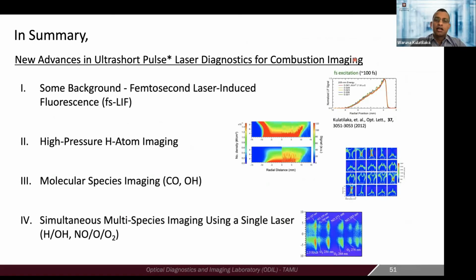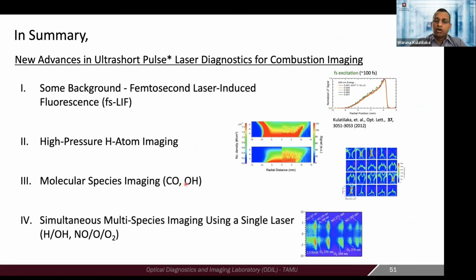All right, so in summary, I talked about some background leading into this femtosecond laser-induced fluorescence diagnostic development, specifically going from nanosecond to picosecond to femtosecond lasers, and then, in the more recent work, taking advantage of the high intensity femtosecond pulses for H-atom imaging, taking this H-atom imaging into high pressure flames, going up to 10 bar in this particular case.